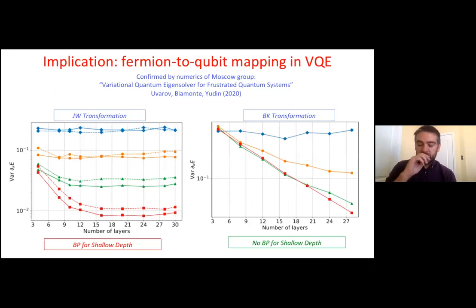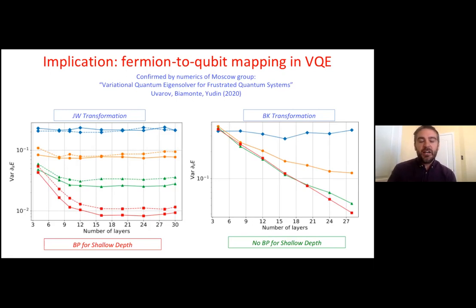the impact of this result has been elaborated on by this Russian group, Uvarov et al. They looked at fermion to qubit mappings in VQE. So they were solving a condensed matter ground state problem. Whenever you solve a fermionic problem, you have to first map it to qubits. And so there's a fermion to qubit mapping, for example, the Jordan-Wigner transformation or the Bravyi-Kitaev transformation. And you could ask, which transformation is actually better for trainability?